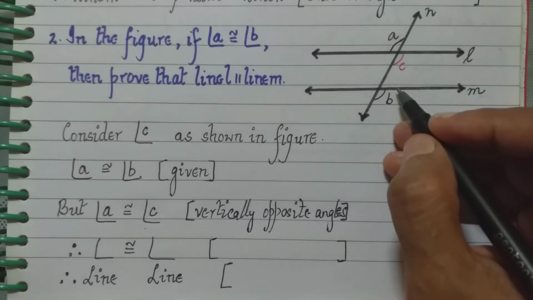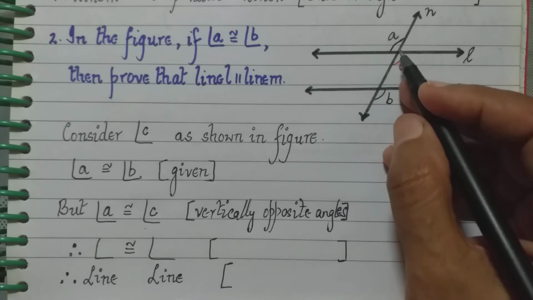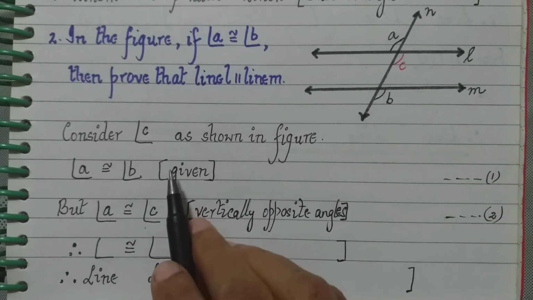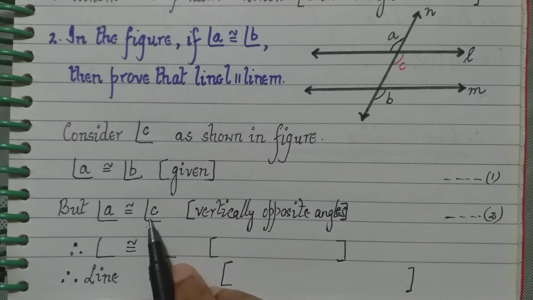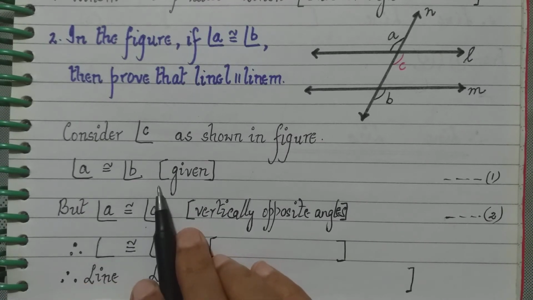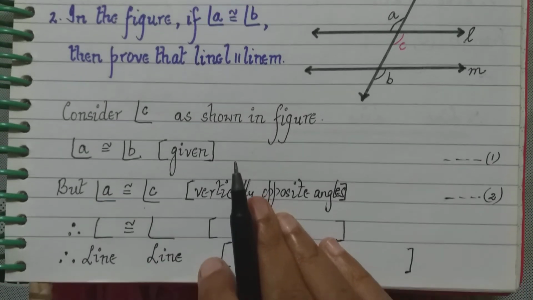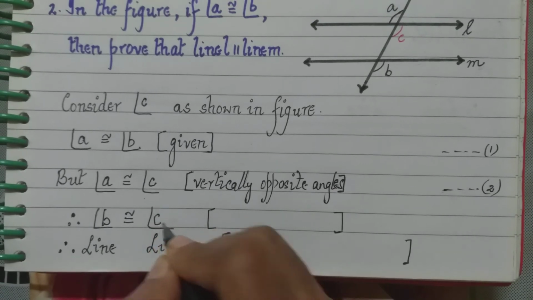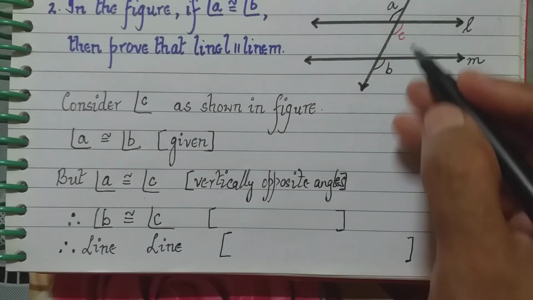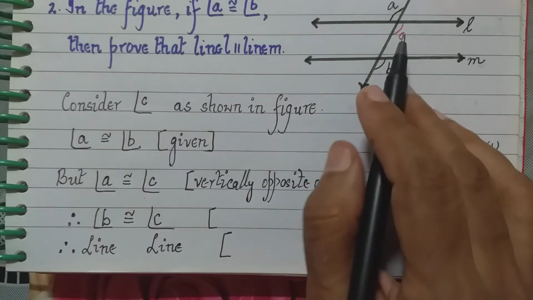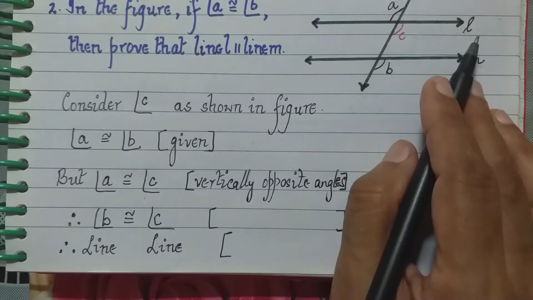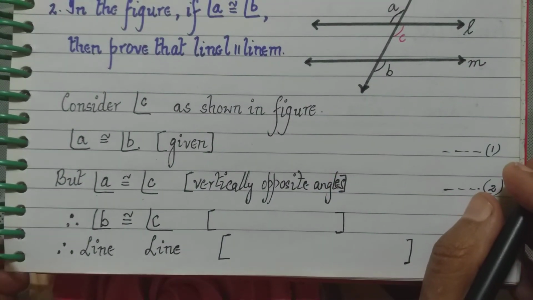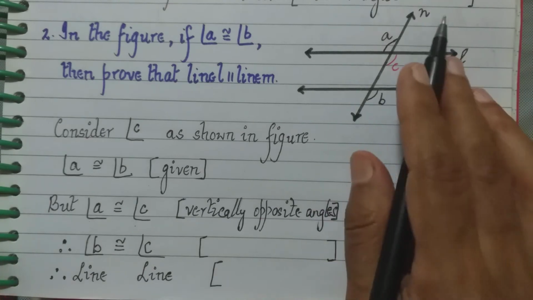They had given us angle A is equal to angle B. We marked an angle opposite to angle A and we said those two are equal, angle A equal to angle C. So from these two, can we now write angle B is equal to angle C? Because angle A is congruent to angle B, and angle A is congruent to angle C, therefore angle B is congruent to angle C. Now, what are angle B and angle C? Which type of angles are they? They are angles which are formed on the same side of the transversal. Here, they are formed on the right hand side of the transversal N.